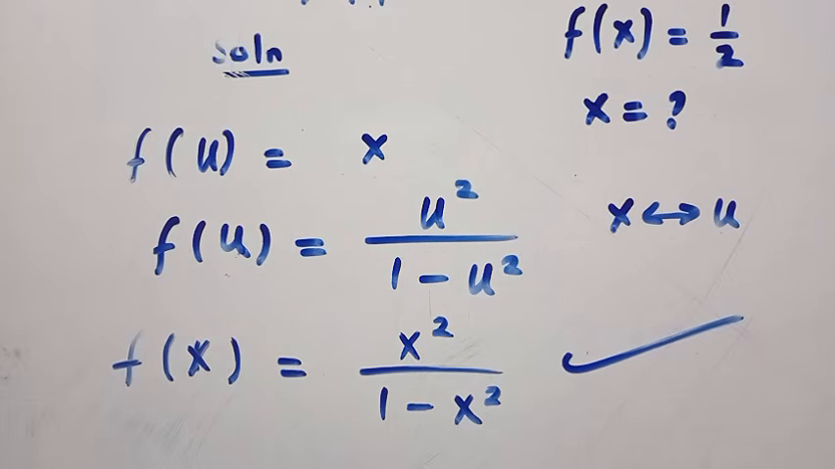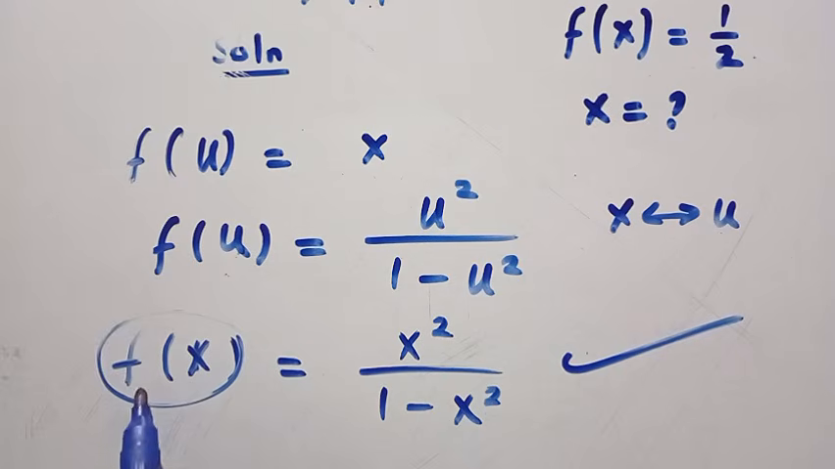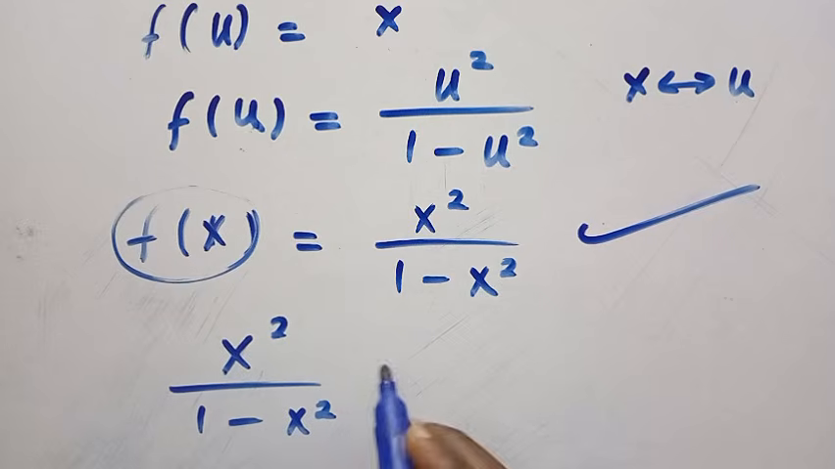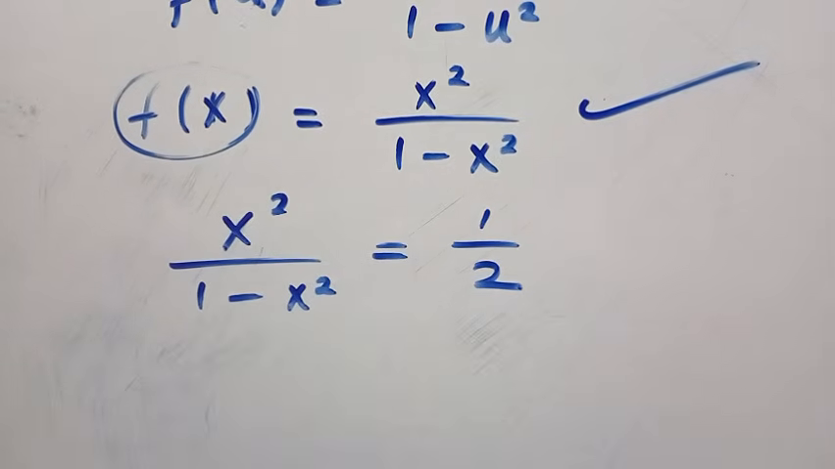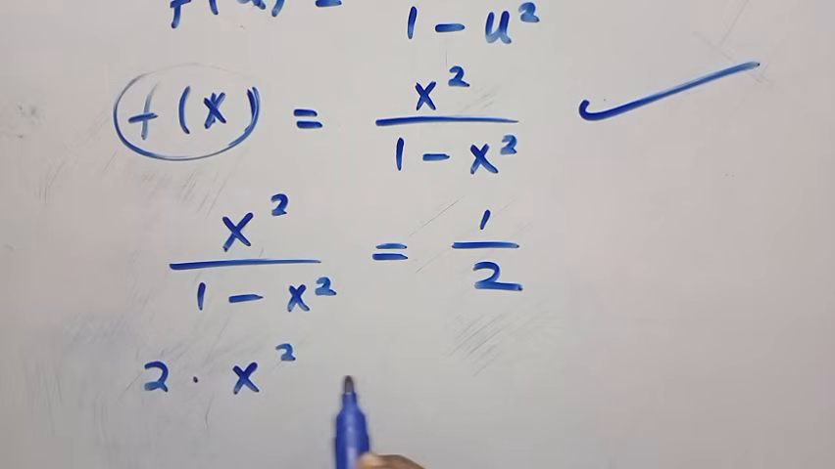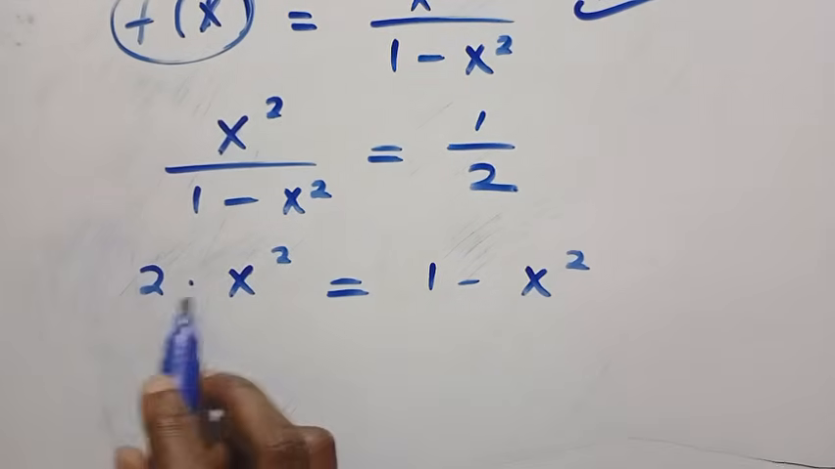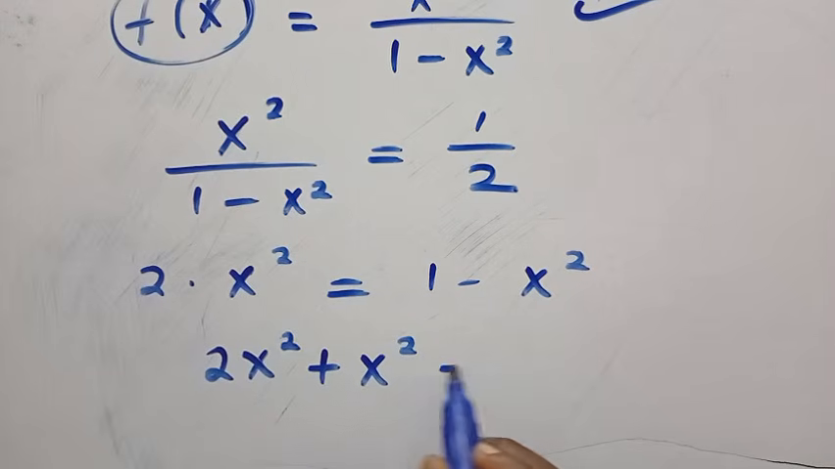But the question is to find x, given that f of x is 1 over 2. That is the condition given above. So we have to replace f of x with 1 over 2 to get the value of x. By replacement, we have x squared over 1 minus x squared equals 1 over 2. By cross multiplying, we have 2 multiplied by x squared equals 1 minus x squared. Then 2 times x squared is 2x squared. Then minus x squared, we take it to this side, it becomes plus x squared, equals 1.